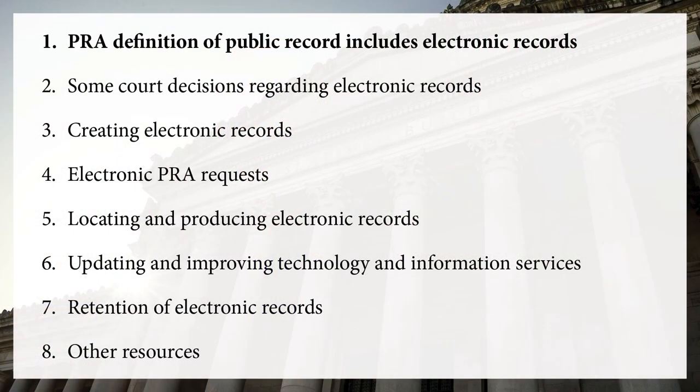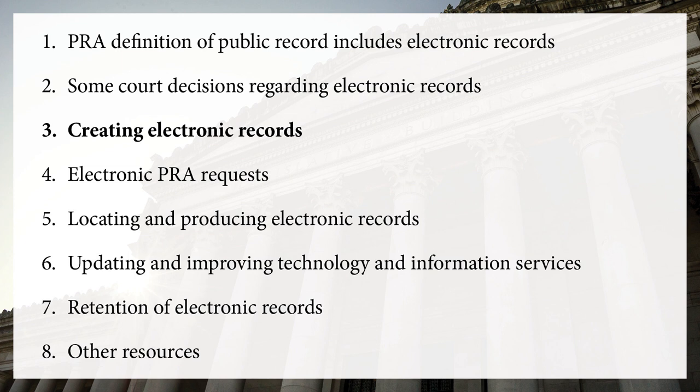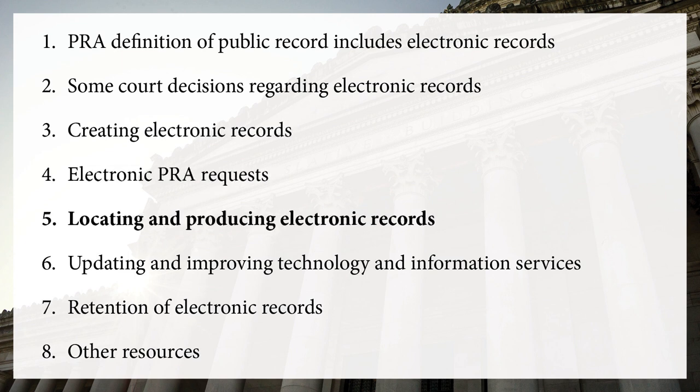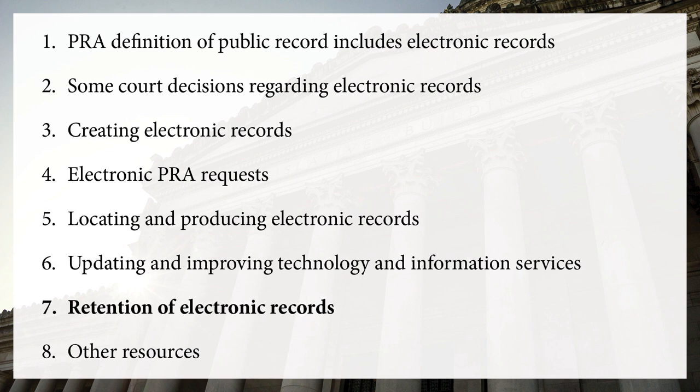This training video contains 8 segments where we will review 1. PRA definition of public record includes electronic records. 2. Some court decisions regarding electronic records. 3. Creating electronic records. 4. Electronic PRA requests. 5. Locating and producing electronic records. 6. Updating and improving technology and information services. 7. Retention of electronic records. And 8. Other resources. Let's begin.